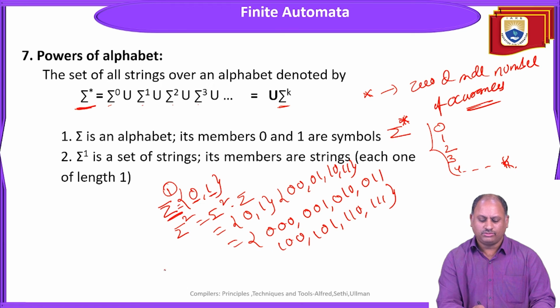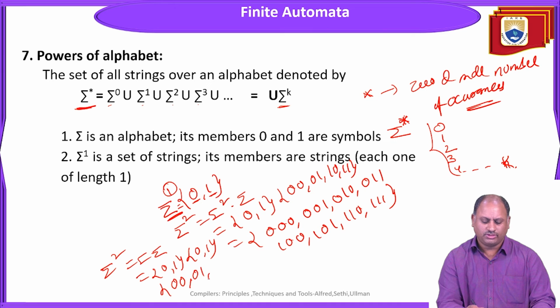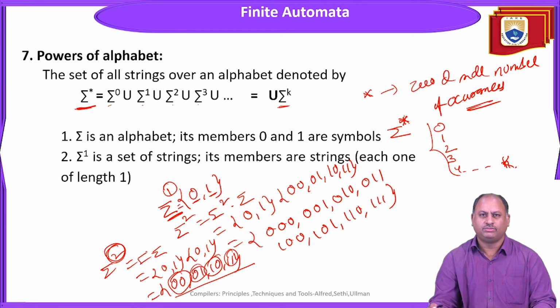Whereas in sigma power 2, sigma power 2 means sigma dot sigma, that is 0, 1 followed by 0, 1. We get 00, 01, 10, 11. But here the length defined for all the strings is 2. Here the string length is 2, here also 2, here also 2. So what is the power? Power 2. All of the strings have length 2 only. Whereas in sigma power 3, the length of each string is 3.